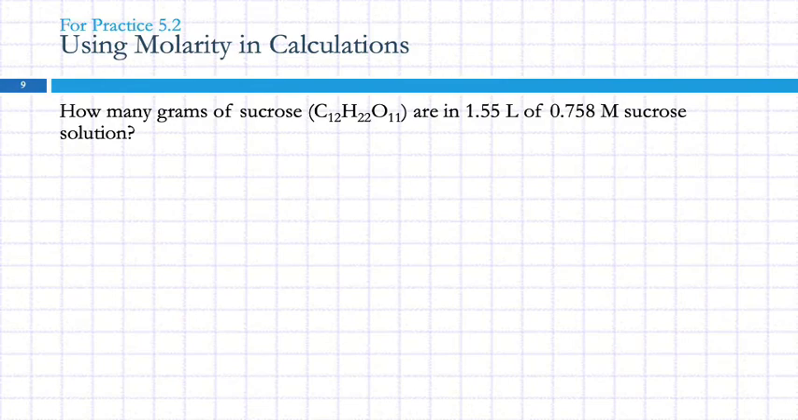So here's an example of that one. How many grams of sucrose are in 1.55 liters of 0.758 molar sucrose solution? So again, it's a good idea to go into the problem and identify what you're given and what you're asked for. So here I've got 1.55 liters, and it's 0.758 molar sucrose. And what's the question? How many grams of sucrose? So I'm trying to find grams of sucrose.